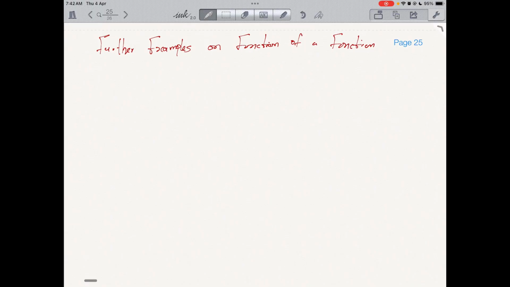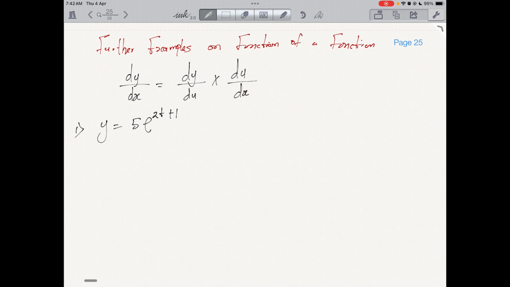Now, in our previous video, we talked about function of a function, where we say dy/dx is equal to dy/du multiplied by du/dx. Okay, and we took about 4 examples on it. Now let's take special examples on this. Let's say y is equal to 5 exponential 2t plus 1. Now we are asked to differentiate this with respect to t.